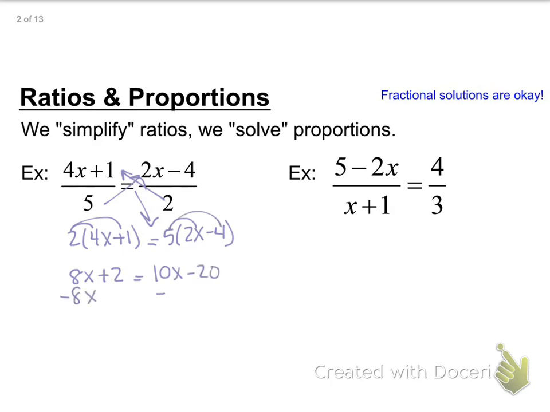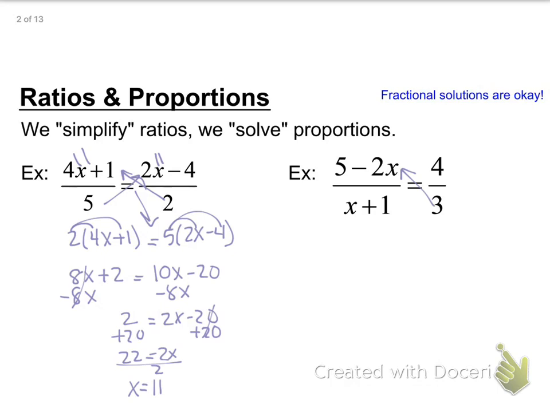I want my x's to be together, so I do the opposite to move them over. And I'm going to add that 20. Divide by 2. So my x is equal to 11, and you could always plug it back in and check it and see if both fractions are the same. So plug that 11 back in for both of them and see when you simplify if the fractions are the same.